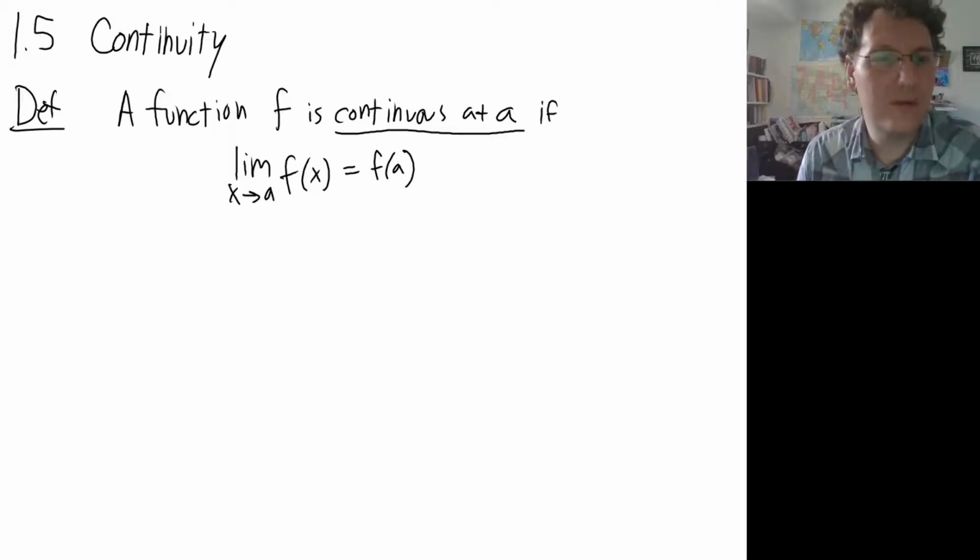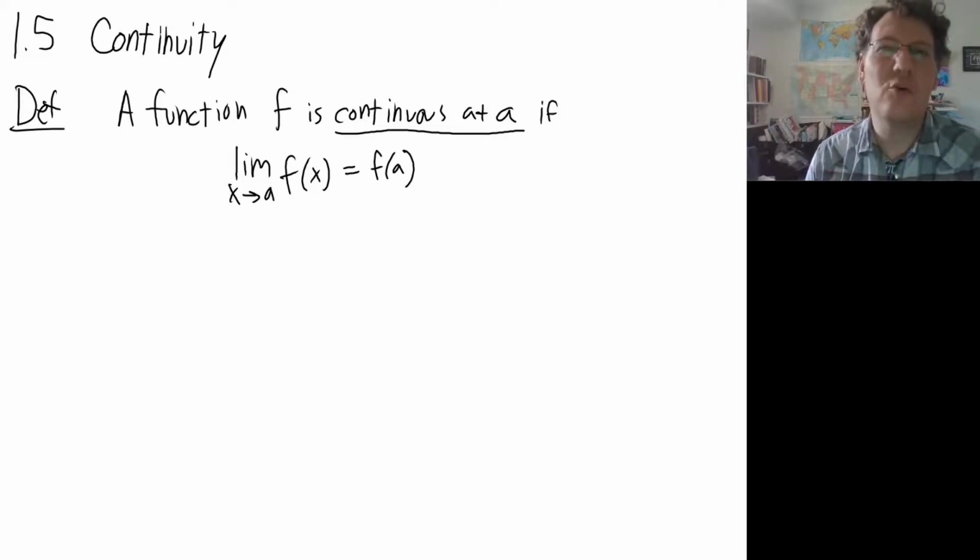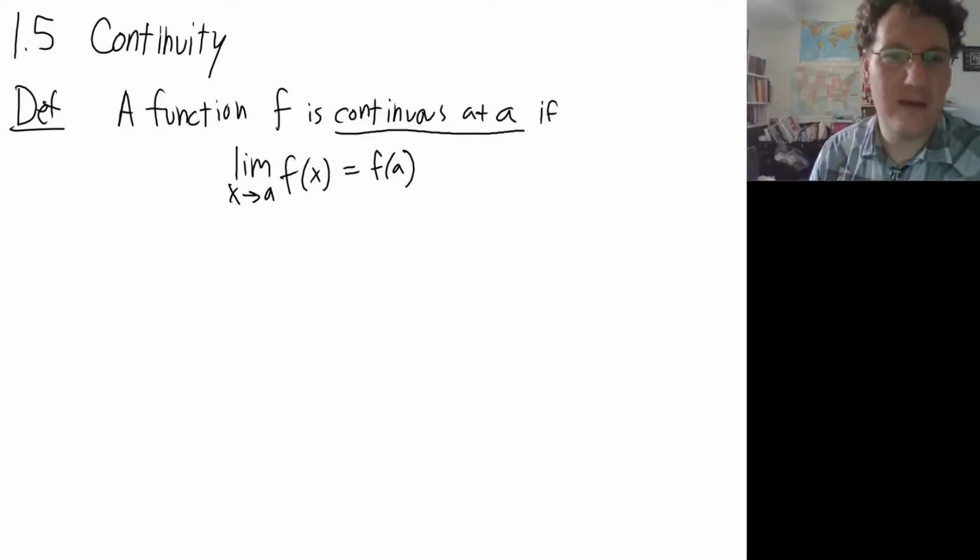We're now going to introduce a concept called continuity. Now, the definition is making formal a concept that I think you all already intuitively understand. But here we're saying a function f is continuous at a, at the value a, if the limit of f of x as x approaches a is equal to f of a.